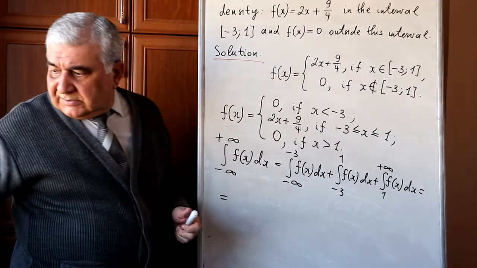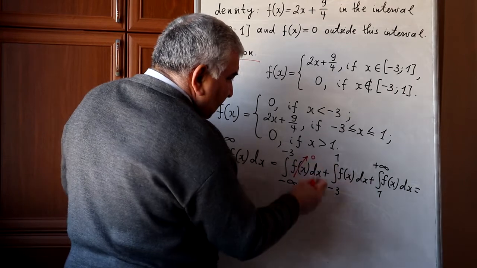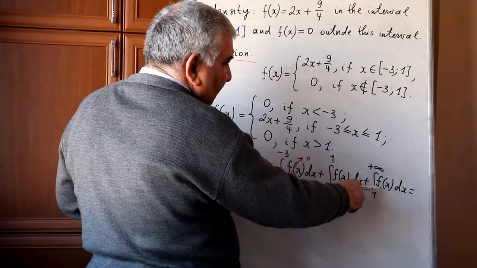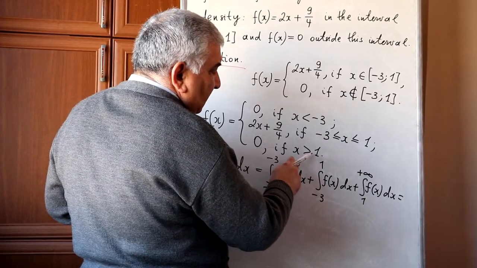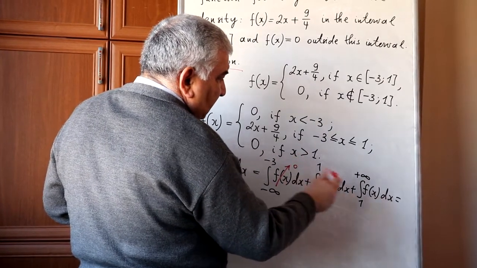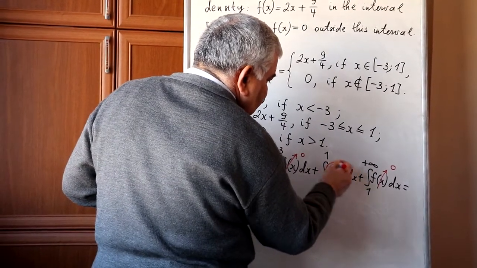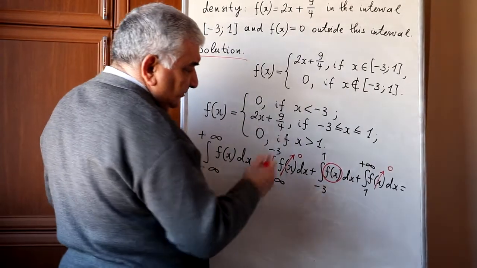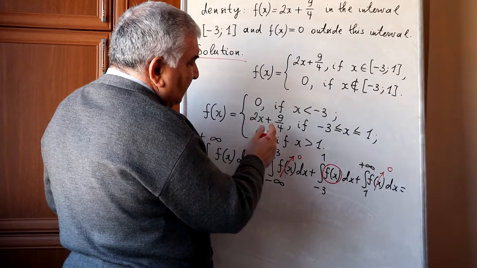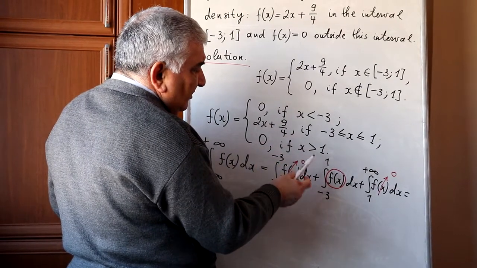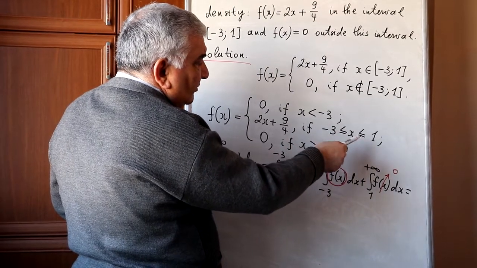Therefore, in this first integral the integrand f(x) is 0, and in the last integral f(x) is also 0 according to this condition. After -1, f(x) is 0. But in the middle integral, f(x) is 2x plus 9/4, where x changes from -3 to 1.